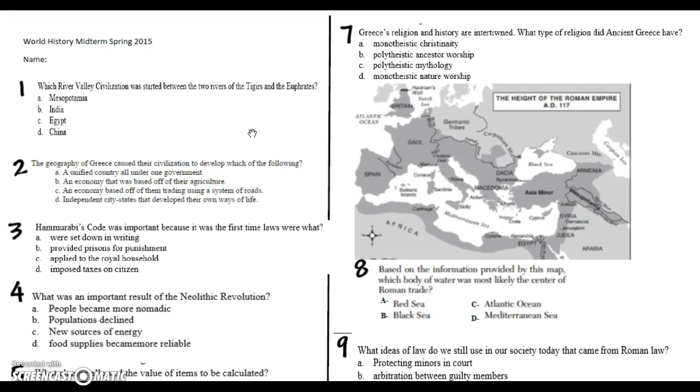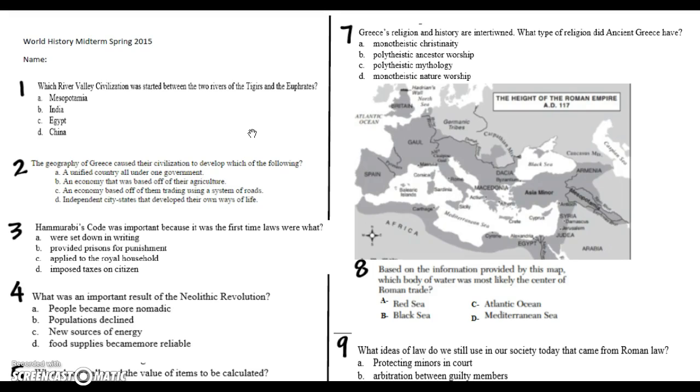Number 3. Hammurabi's code was important because it was the first time laws were what? A. Set down in writing. B. Provided prisons for punishment. C. Applied to the royal household. D. Imposed taxes on citizens.